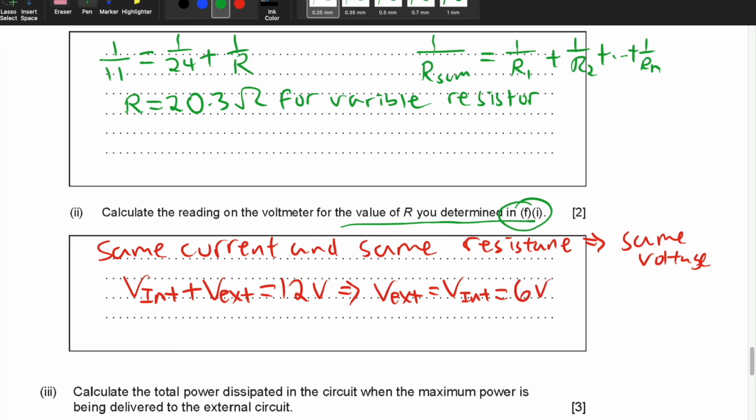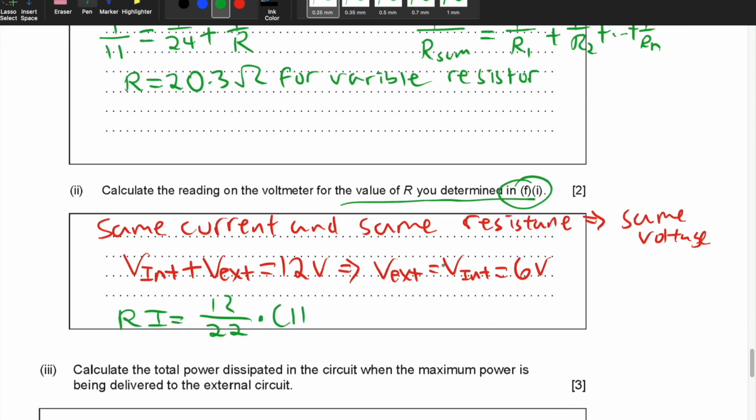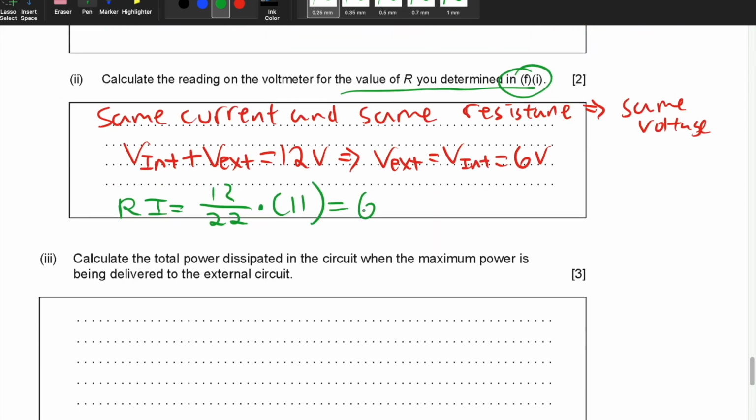You can also do the calculation if you want. So current will be equal to 12 divided by 22. This is the electromotive force. This is the sum of resistance. And then to calculate the voltage, you multiply by the resistance, which is 11 here. And this will also give you an answer of 6 volt.